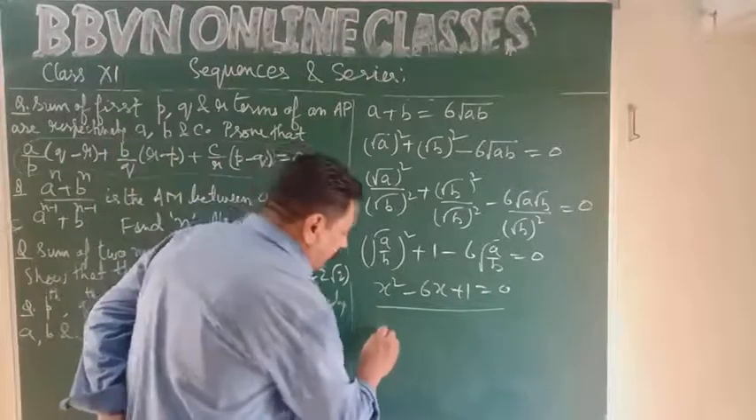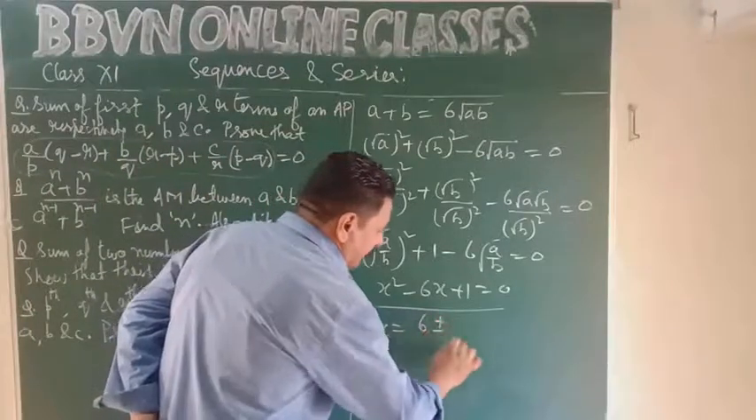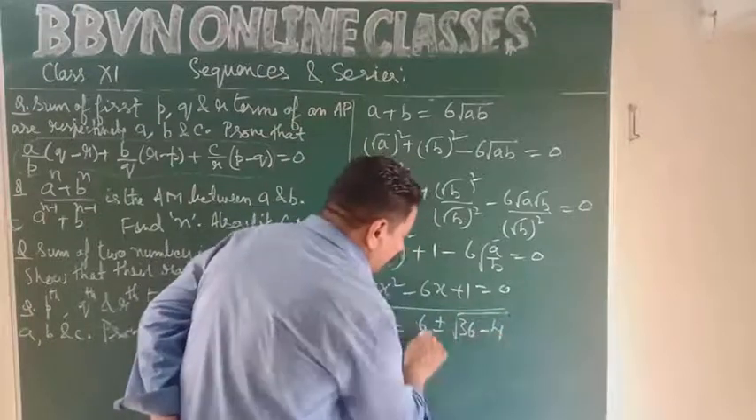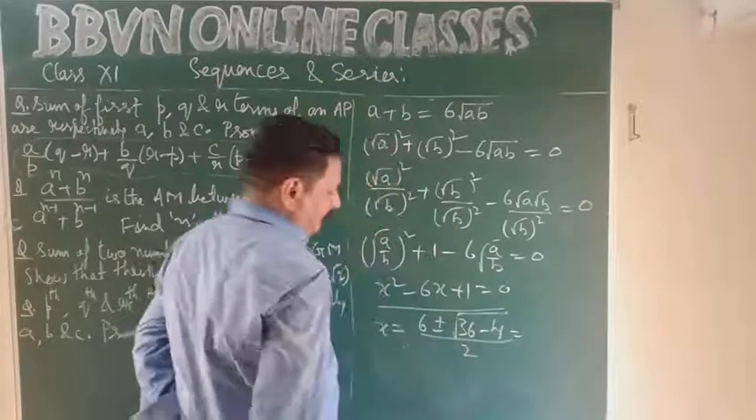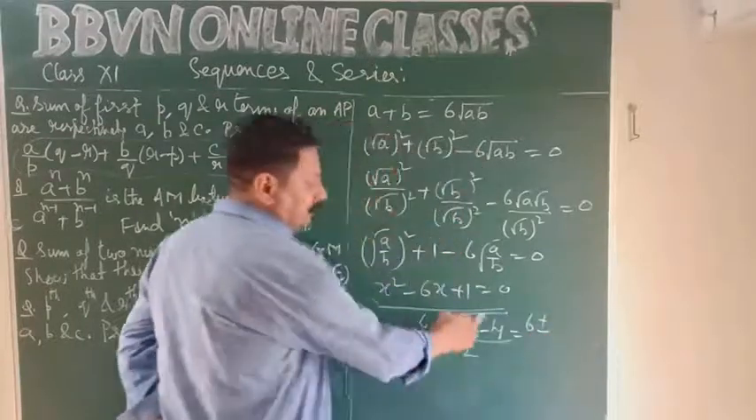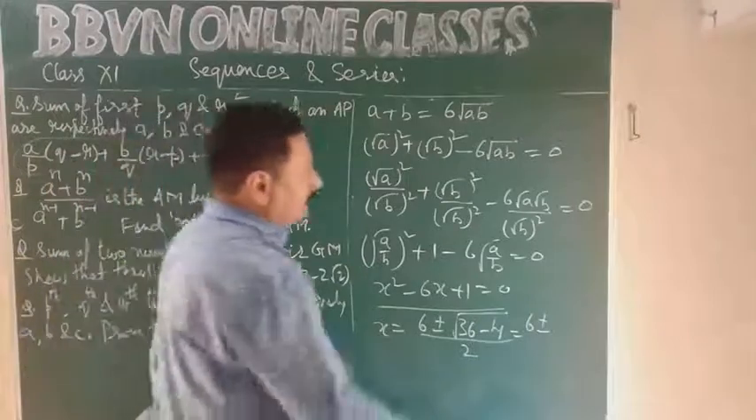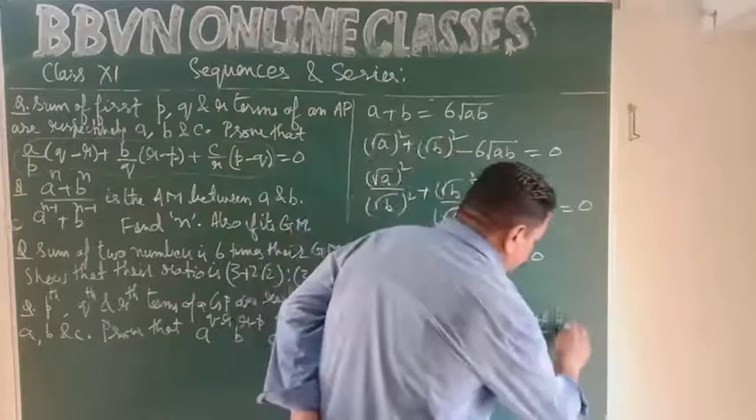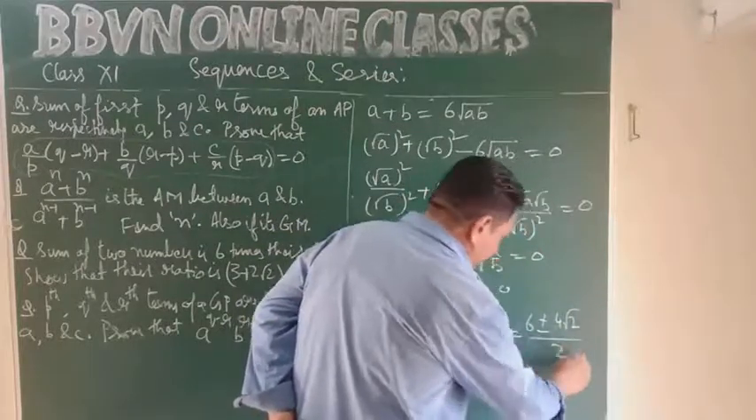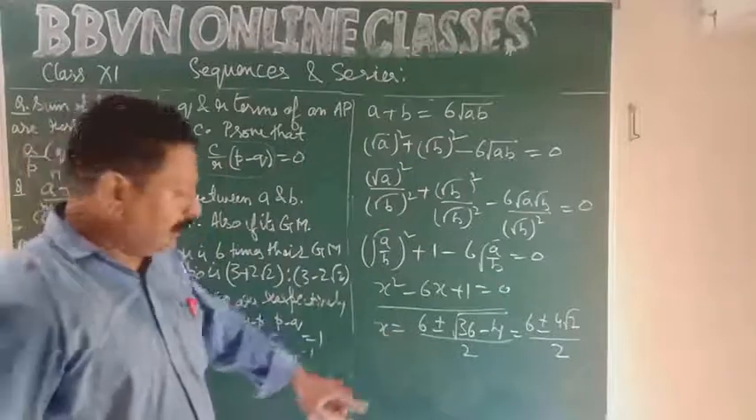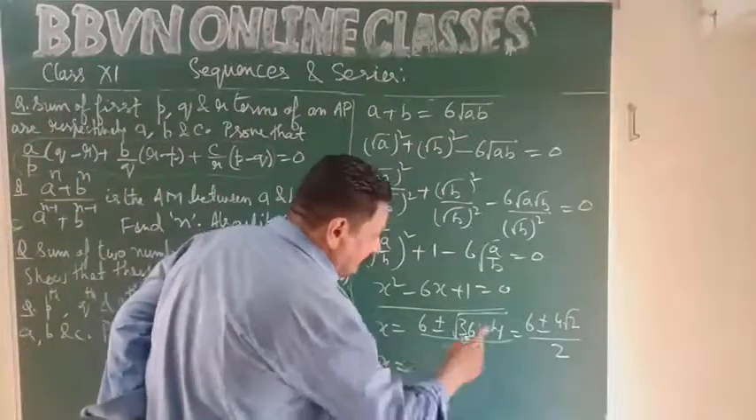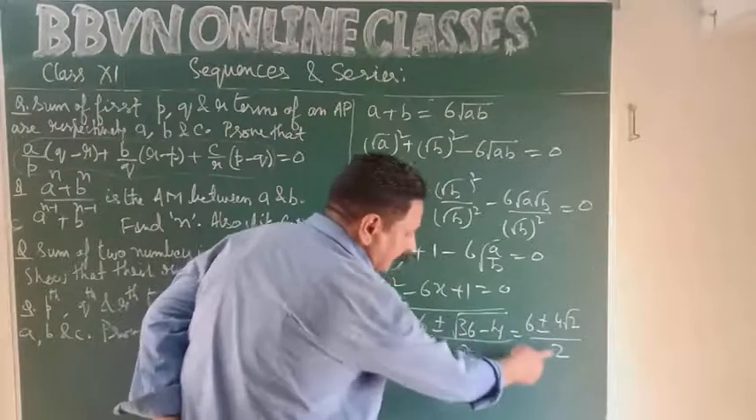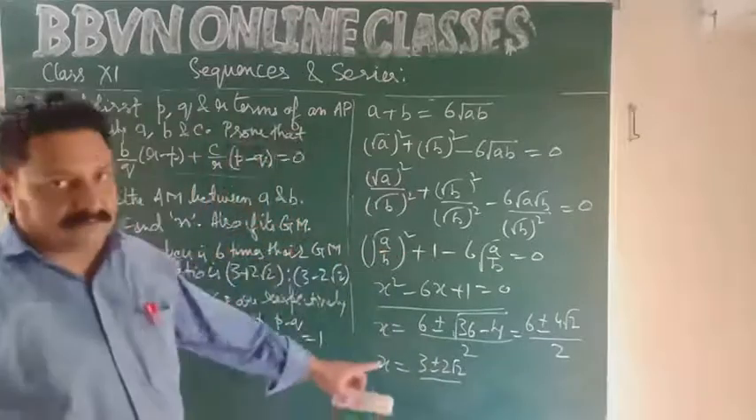You have studied the quadratic formula, x equal to minus b plus or minus root under b square minus 4ac upon 2a. 6 plus or minus root of 36 minus 4, which is 32. Square root of 32 is, 32 is 16 into 2, 4 under root 2, whole upon 2. Now 2 taken common, x is equal to 3 plus minus 2 root 2, that 2 cancels out with this. What do we get? x equal to 3 plus minus 2 root 2.